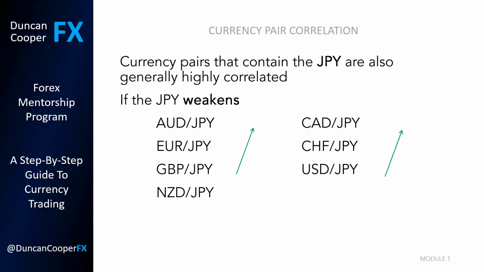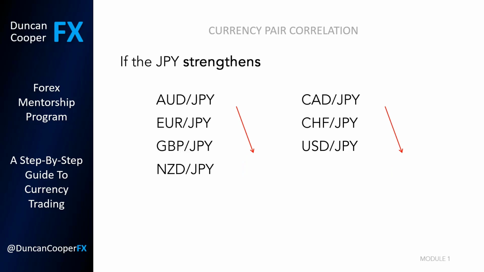Currency pairs that contain the Japanese yen are also generally highly correlated. If the Japanese yen weakens, then generally all these currency pairs will rise. If the Japanese yen strengthens, then generally all these currency pairs will fall.